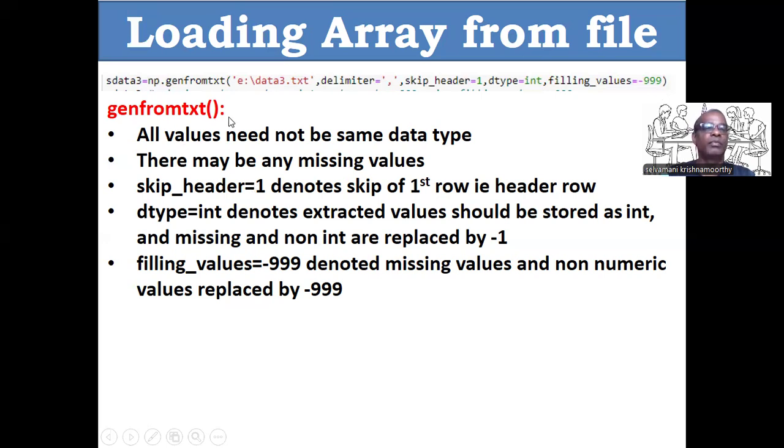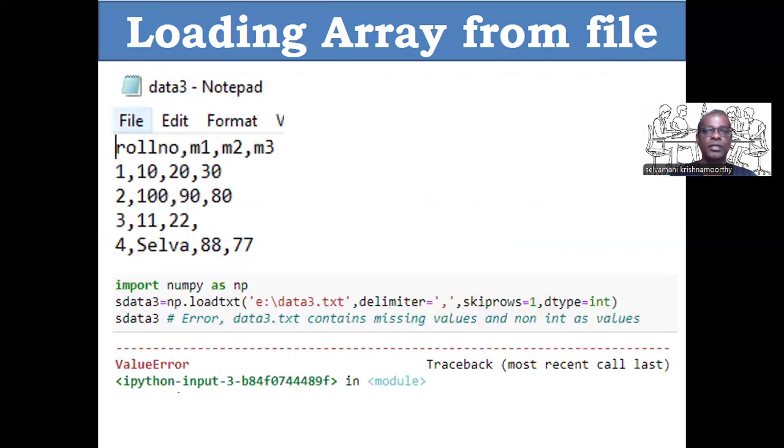While using genfromtxt, all fields need not be the same data type. First point: need not be the same data type. There may be missing values also available. It is not necessary that all elements should be the same type. skip_header=1 denotes skipping the first row. That means the header row will be skipped. If you are using loadtxt, we should go for skiprows.